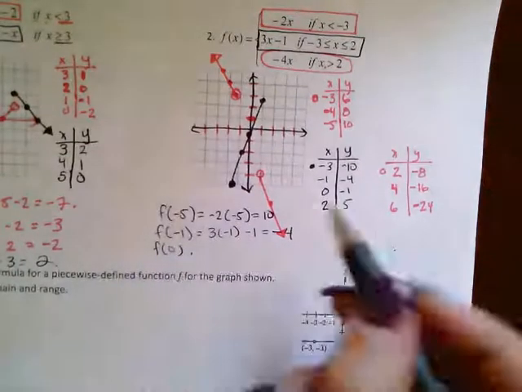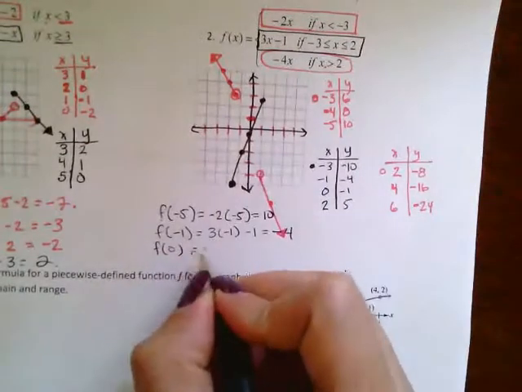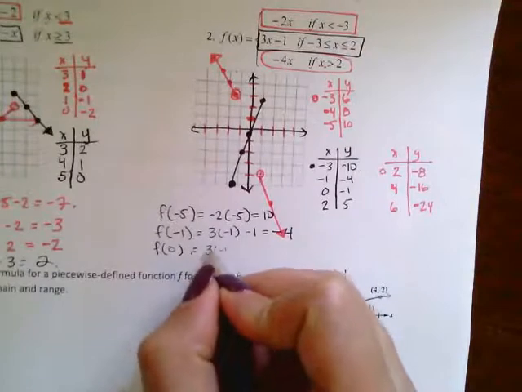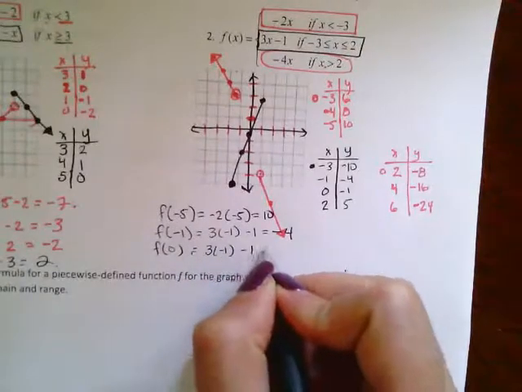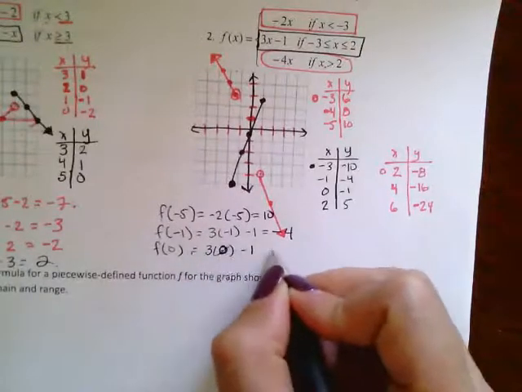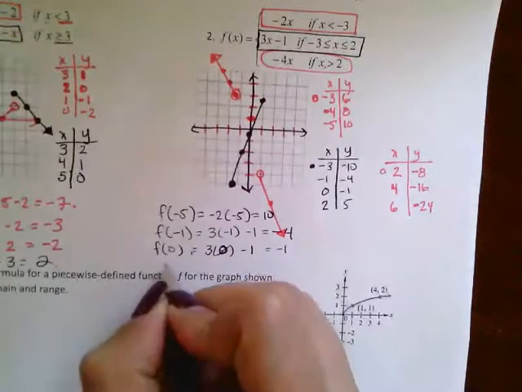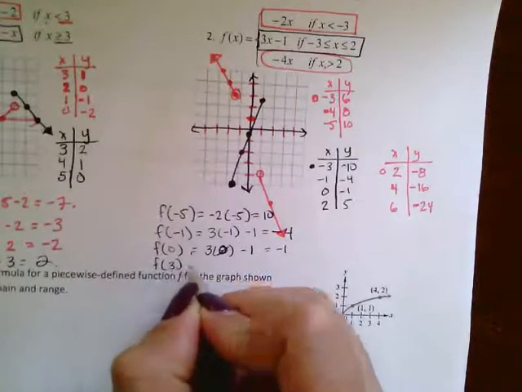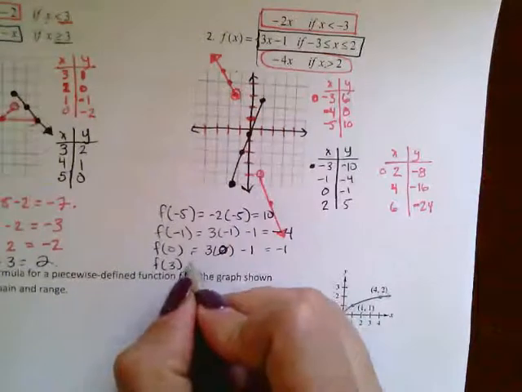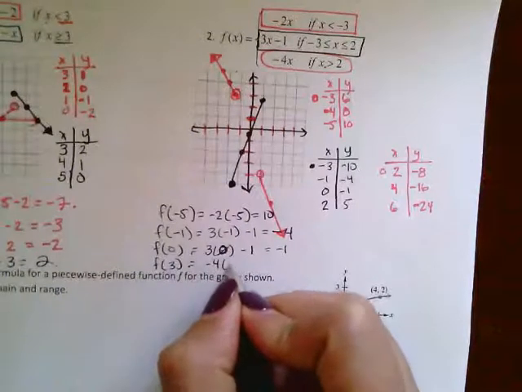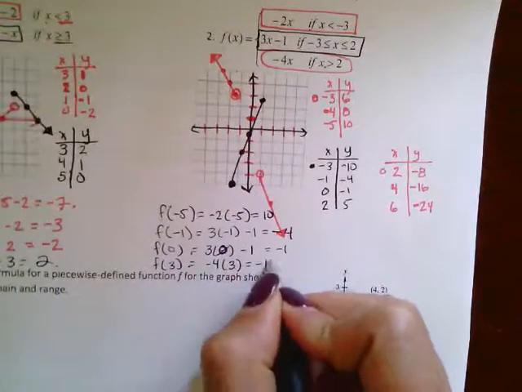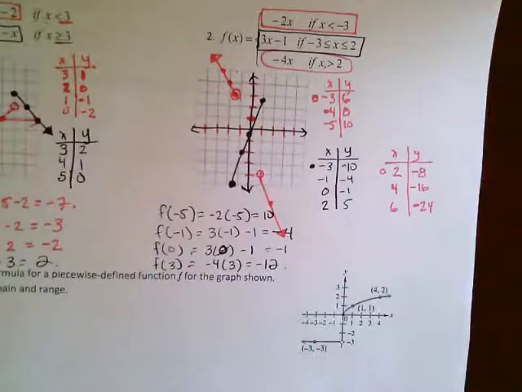For f of 0, which function are we going to use? This one. So it's 3 times 0 minus 1, which is negative 1. And then for the last one, f of 3, we're going to use the last guy, which gives us negative 12.